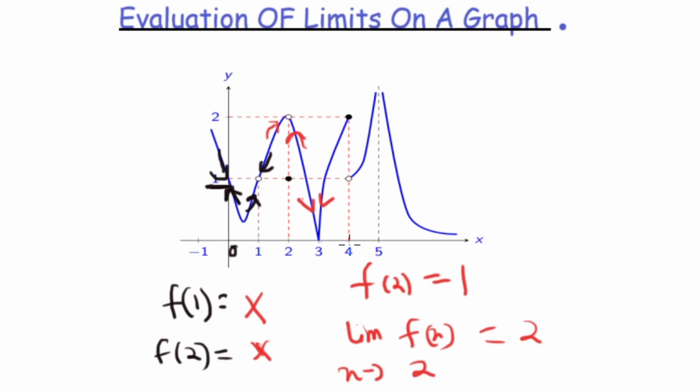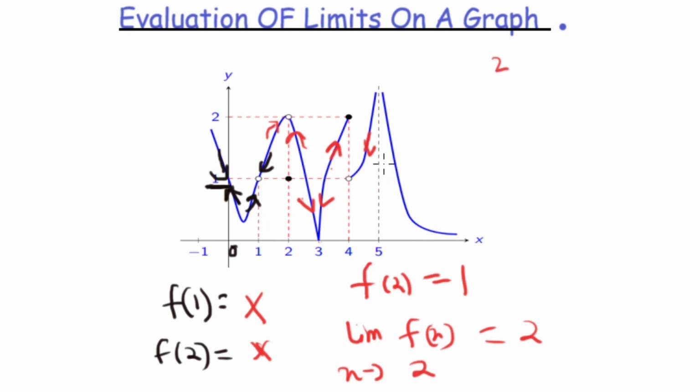Now, let's consider the function when x is equal to 4. Considering our left hand limit and our right hand limit, as we approach 4 from the left and tracing it to the y-axis, we obtain the limit as we approach 4 from the left as 2.